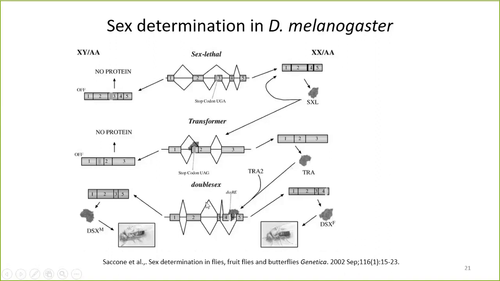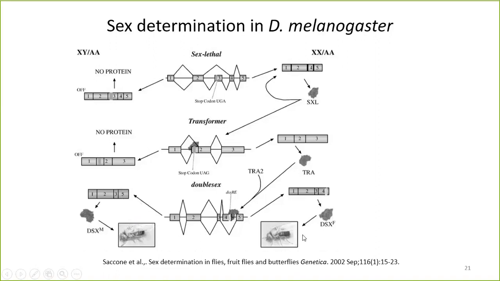So in the females that have the transformer protein, because they had the sex lethal protein, they will exclude exon 5 of this transcript, while in the males that don't have the transformer protein, they will exclude exon 4 and we just have exon 5. So this alternative splicing of this double sex transcript leads to different proteins, the double sex male protein and the double sex female protein that differentially regulate expression.